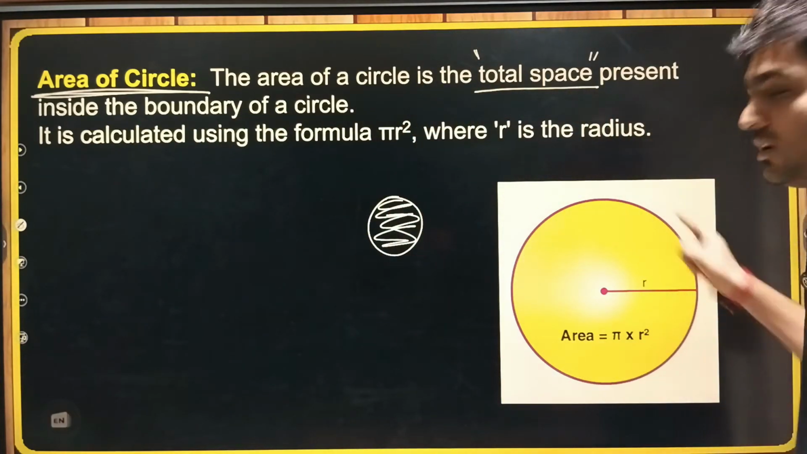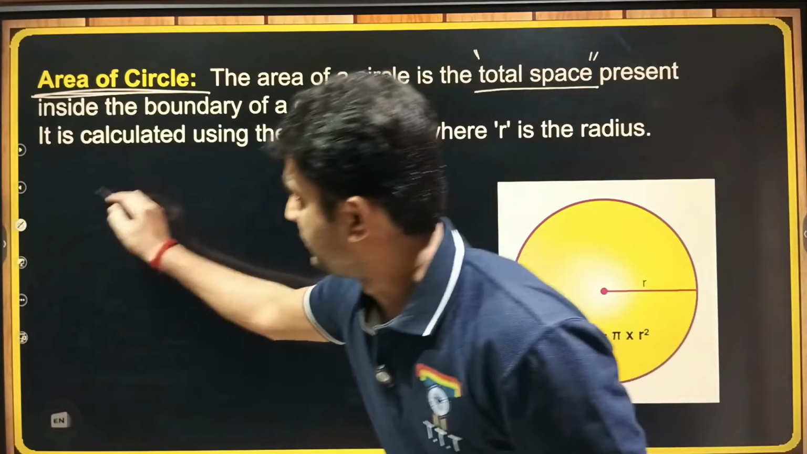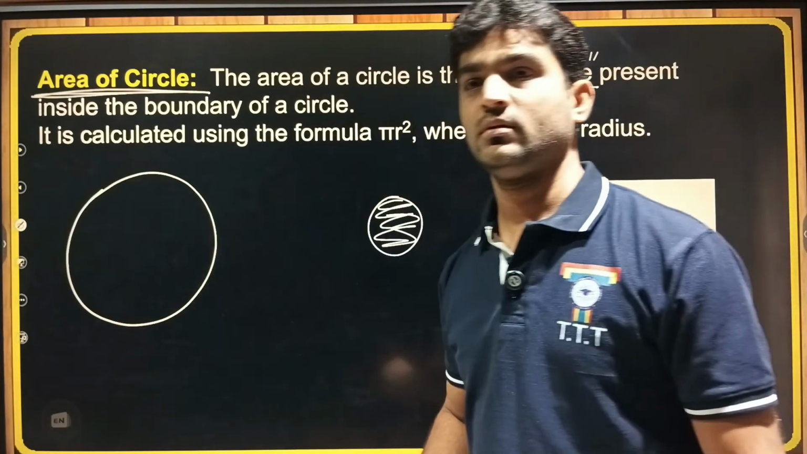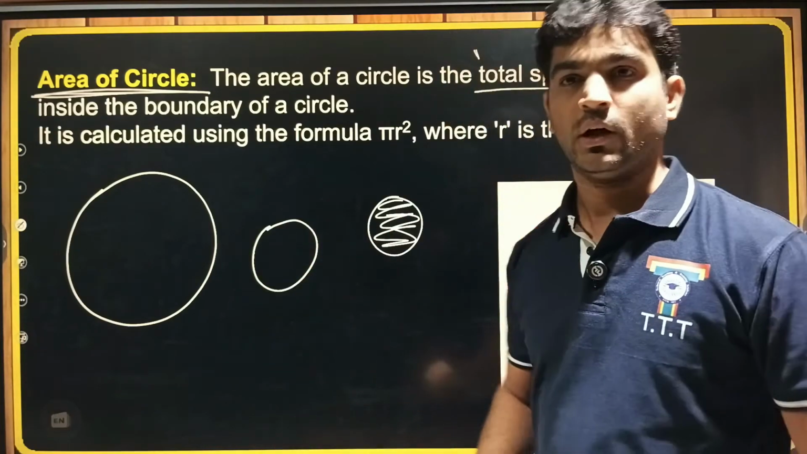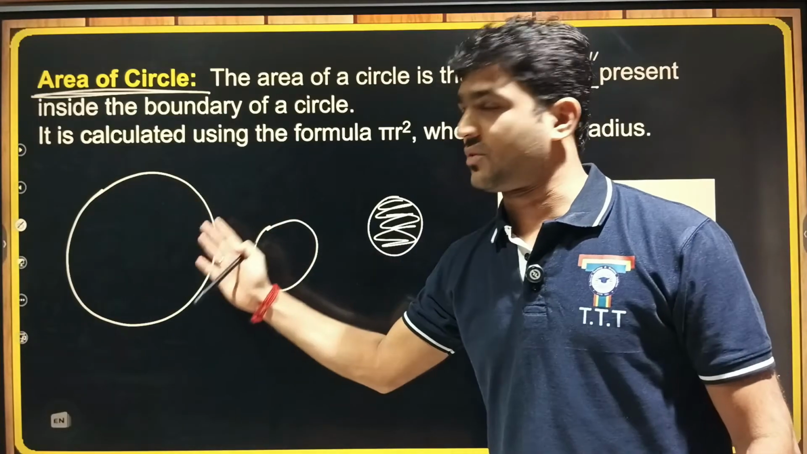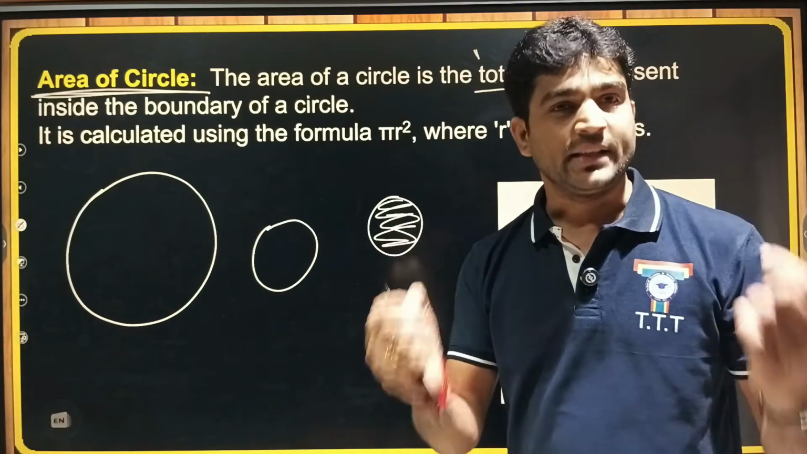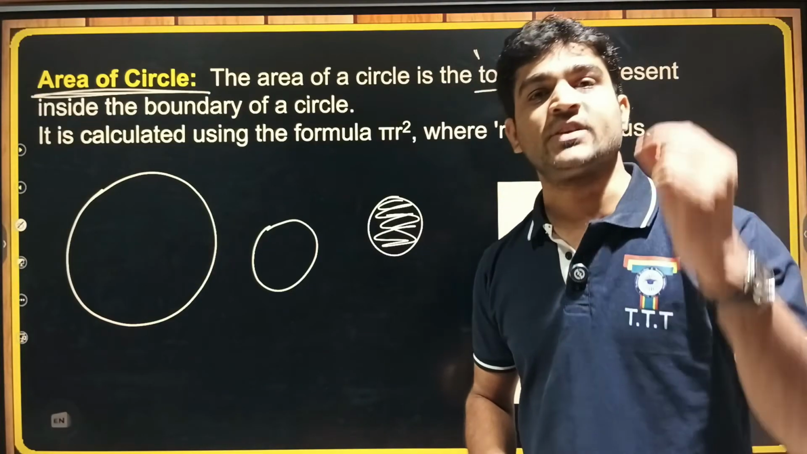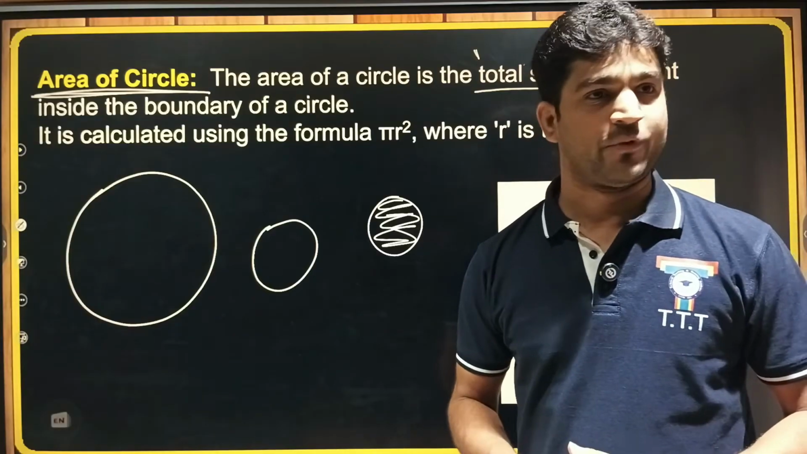See, this is a boundary. Boundary of a circle. The amount of space is the area. Observe here. This is having a bigger area compared to this one or compared to this one. Okay? The space which is covered inside a boundary, that we can call the area of a circle. This area of a circle we can find by having a standard formula.